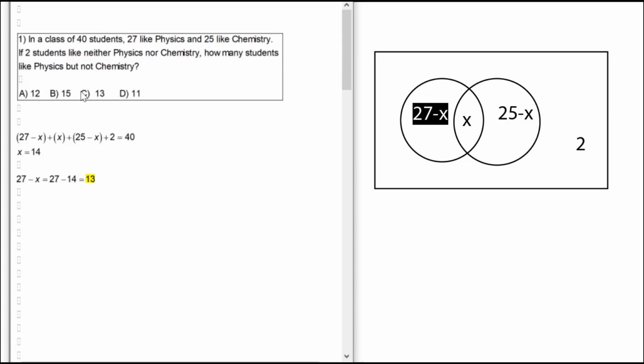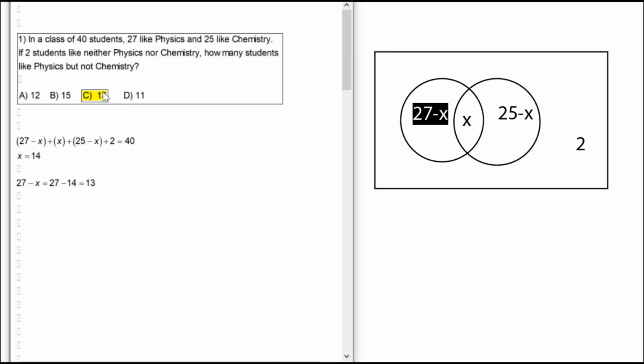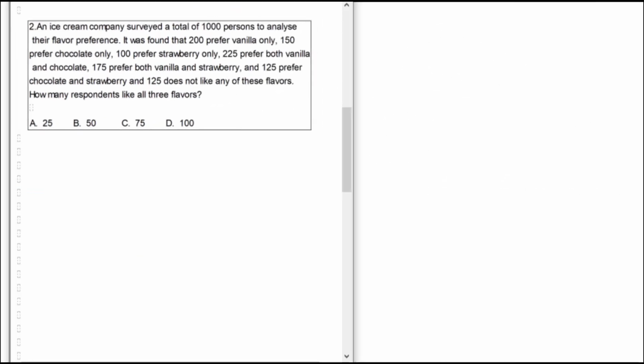Therefore, the answer to this question is letter C. There are 13 students who like physics but not chemistry. Alright? Let us now proceed to question number 2.